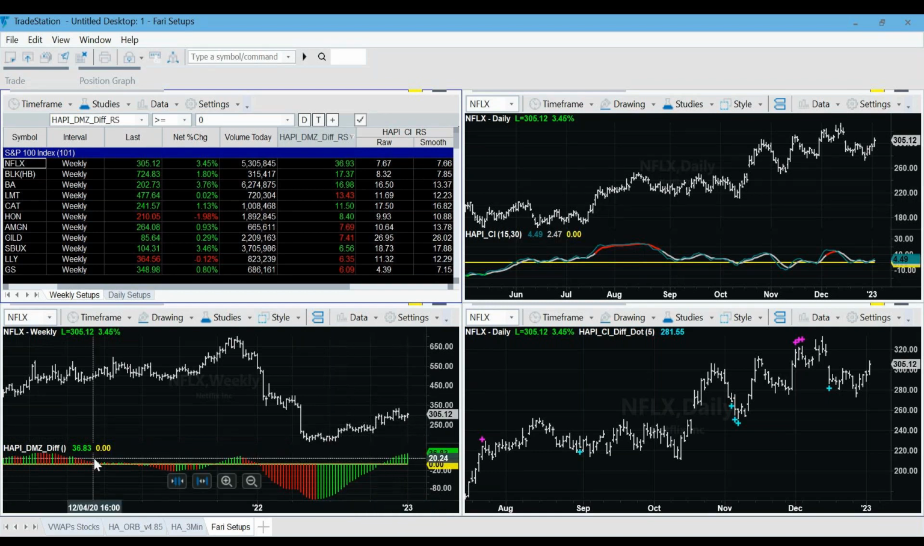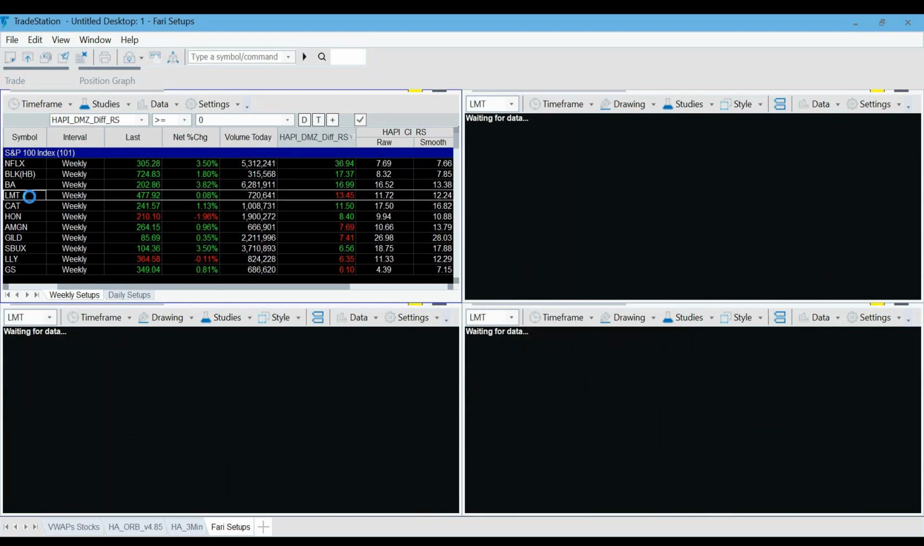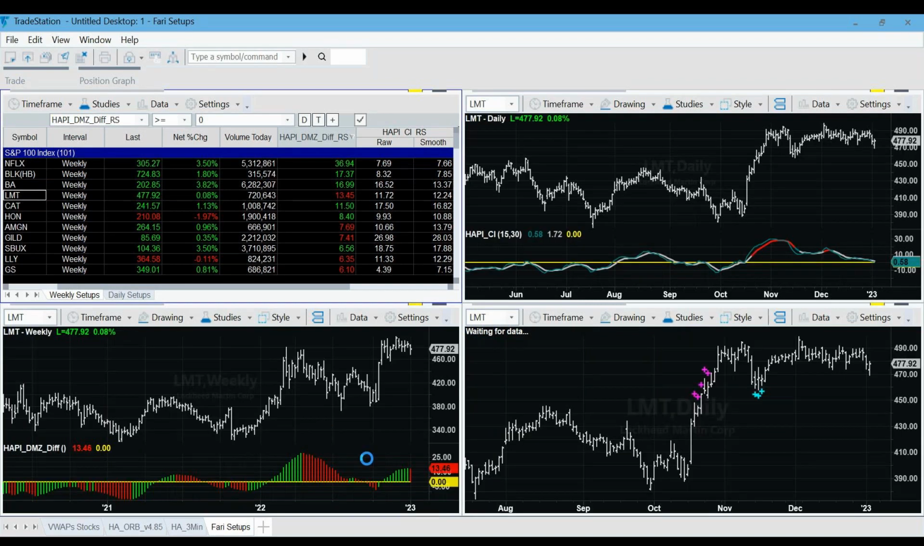One thing you do have to be a little bit careful with is when the DMZ diffs get really high, like up around 36. Oftentimes it can mean we top out and go sideways for a while, or just top out and roll back over. That's not the case here anyway. If the DMZ diffs are greater than 0 and green, that just means it's going up. So these are all candidates to trade. BlackRock, BA, Lockheed Martin. Lockheed Martin, I think, is making 52-week highs. A lot of times people don't want to buy strength like this, but it's kicking butt.